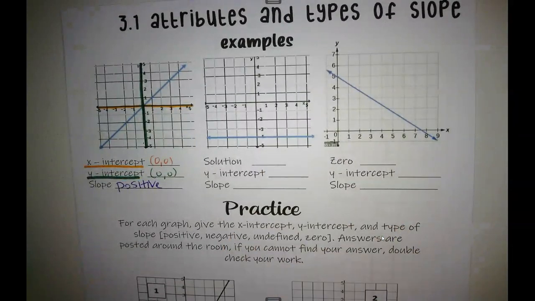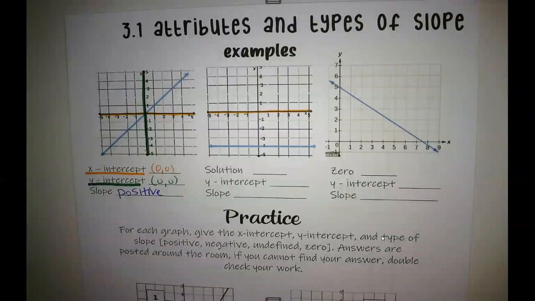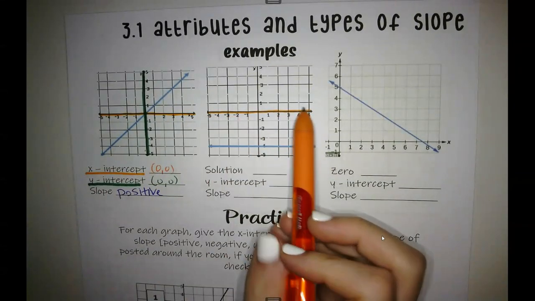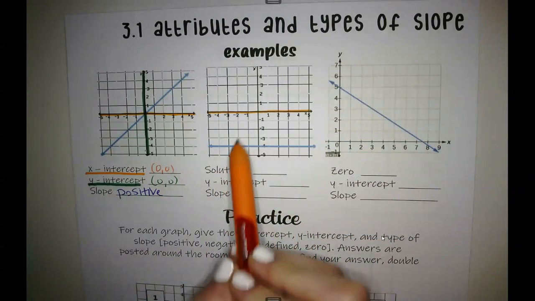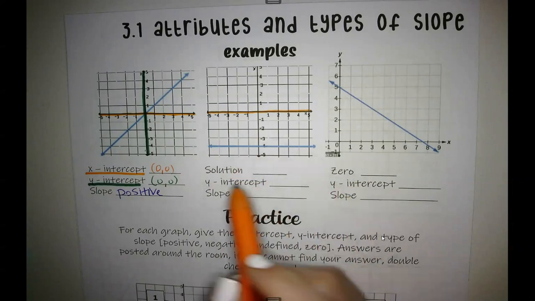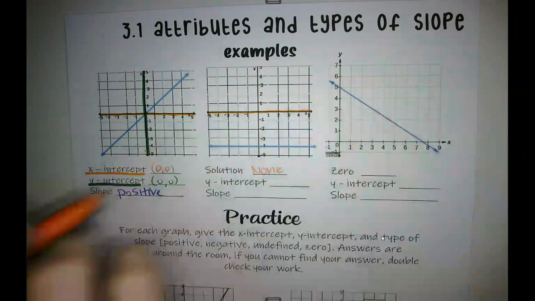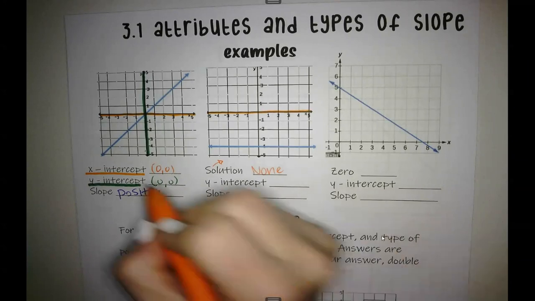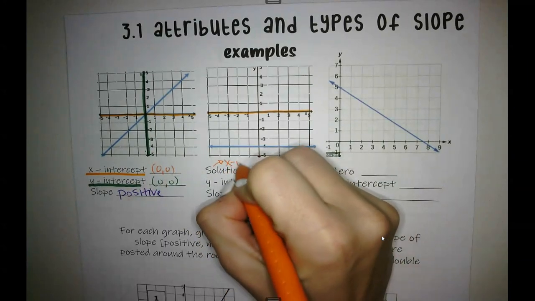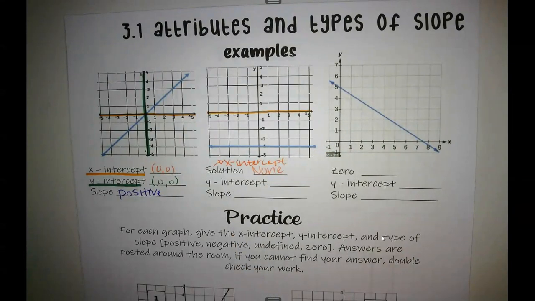All right, let's look at this example. I'm going to do the same thing with this graph. X-intercept. Where does it cross that x-axis? We're looking at this line down here. Does it cross this one? It does not, which is fine. It doesn't have to. So we will say no. And I wrote here, solution. Solution is just another way of saying x-intercept. So when you see solution, you think x-intercept.